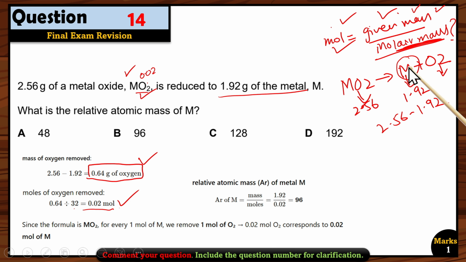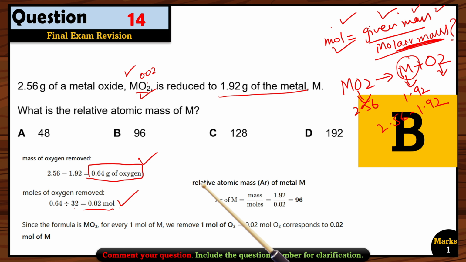So we can simply now calculate again. Moles we already know. Now we also know the given mass, that is 1.92. So we can easily find the molar mass. So when you reshuffle this formula, you will get this answer. The relative atomic mass of M is equal to mass divided by moles, and if you calculate this one, you will get 96. So 96 is actually the atomic mass of the M. Okay, so 96, option B is the right option.